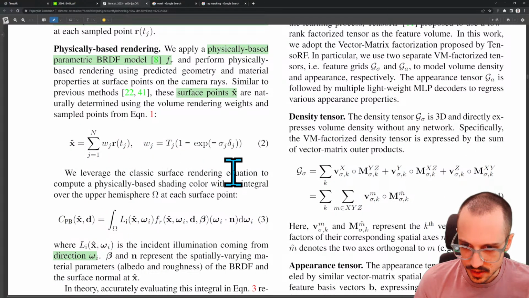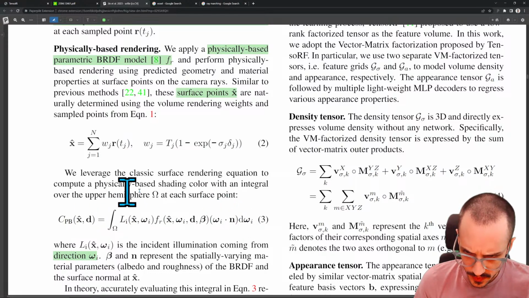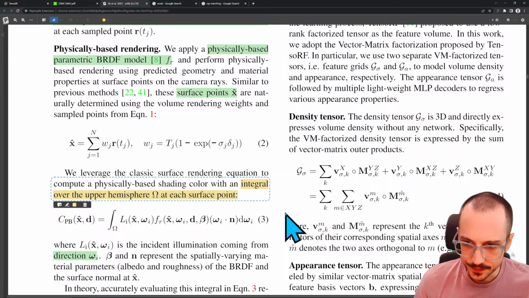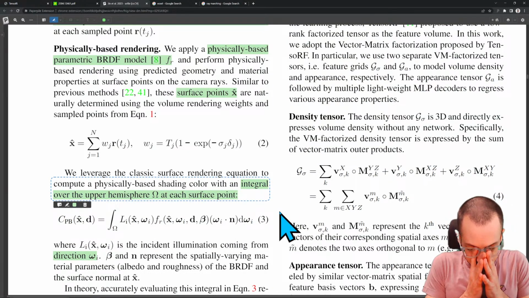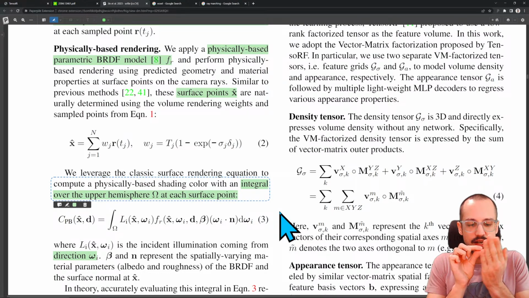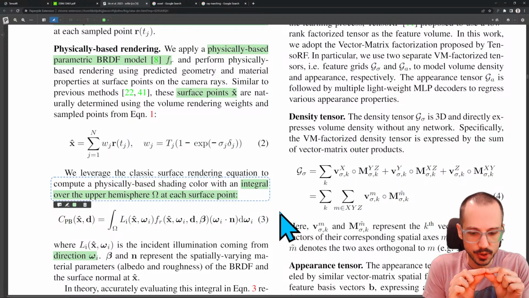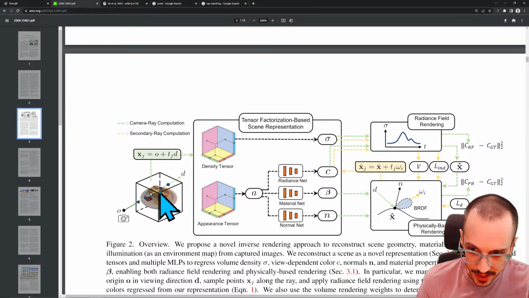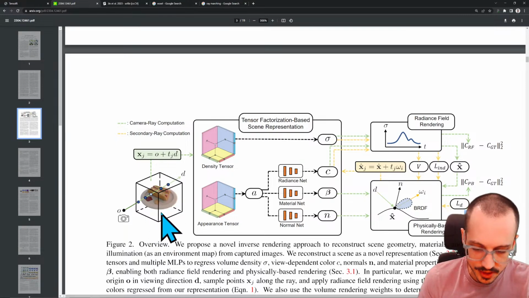We leverage the classic surface rendering equation to compute a physically based shading color with an integral over the upper hemisphere at each surface point. So what do they mean here by integral over the upper hemisphere at each surface point? When you're calculating ray marching based rendering, you're basically just going down this ray and adding together every single sample. So you're saying, okay, here I have a partially see-through point that is brown, and then the next thing I have a partially see-through point that is blue, and then I basically just add them all together. So it's adding blue to gray to blue to gray, and then you add them all together, you get the final color.